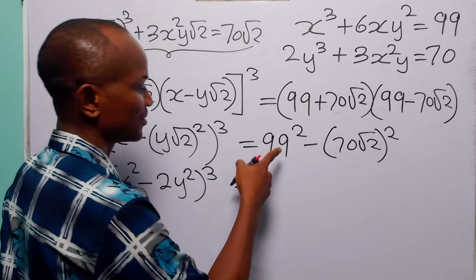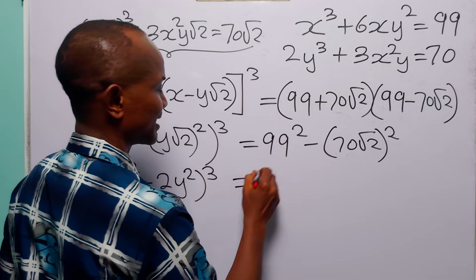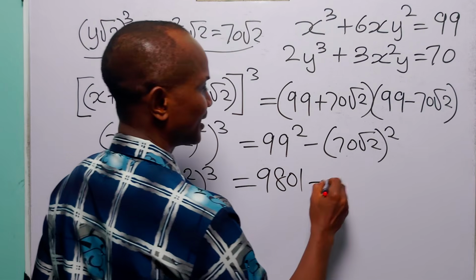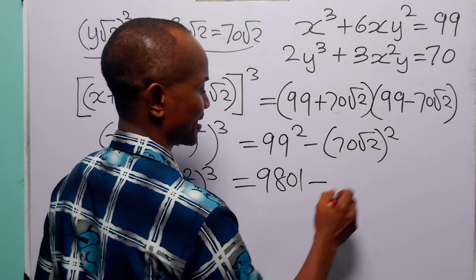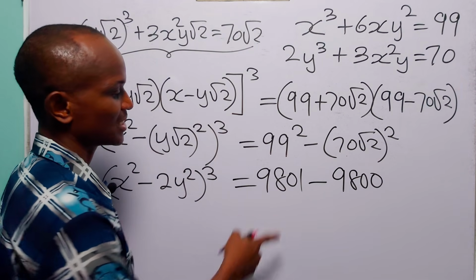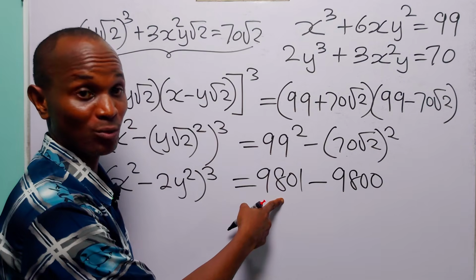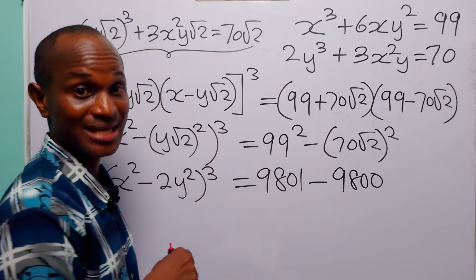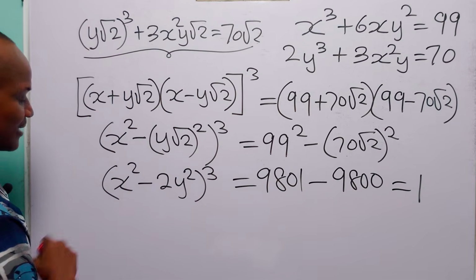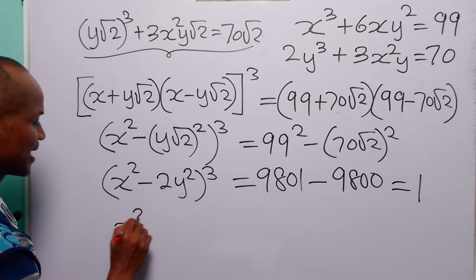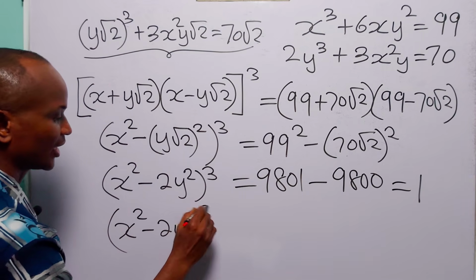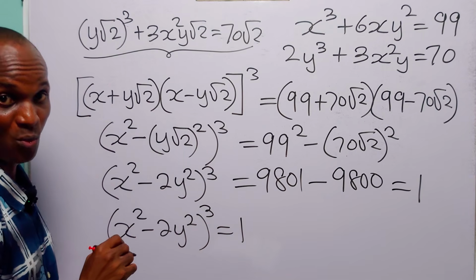This is equal to 99 squared is 9,801, while (70 root 2) squared is 9,800. And of course, 9,801 minus 9,800 is equal to 1. So that means that (x squared minus 2y squared) cubed is equal to 1.